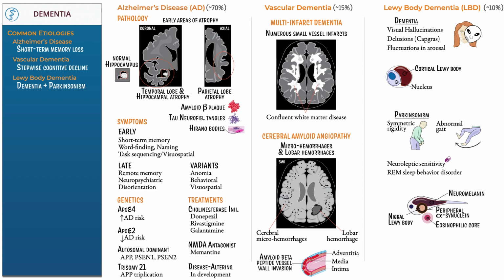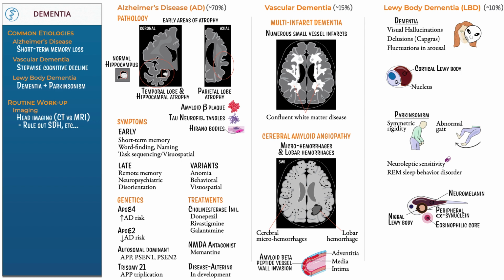Lewy body dementia has a significantly worse prognosis than Parkinson's disease and does not respond to dopamine as Parkinson's does. Next, return to our table and indicate that for routine dementia workup, everyone should get brain imaging, CT or MRI. It's key to rule out subdural hematoma, which can present with subacute cognitive decline in the elderly population.